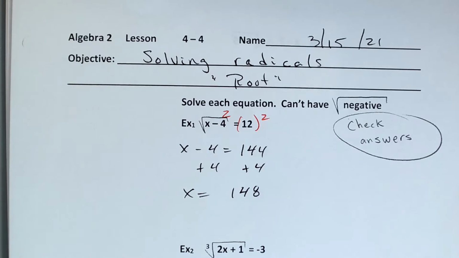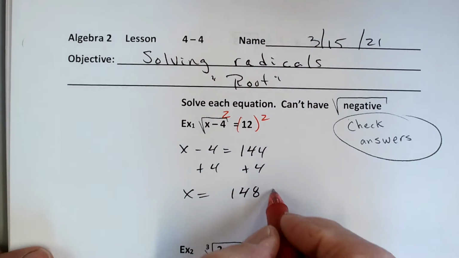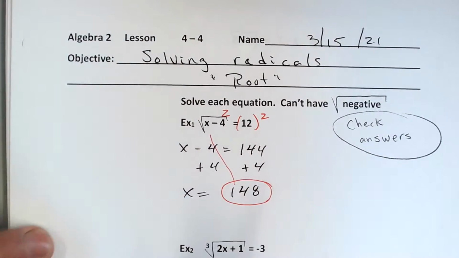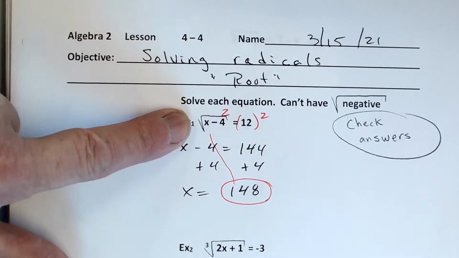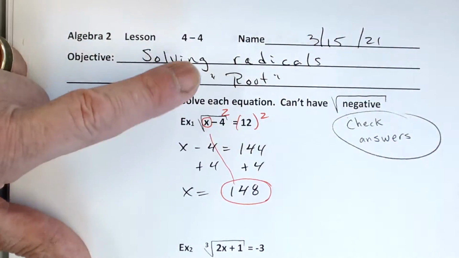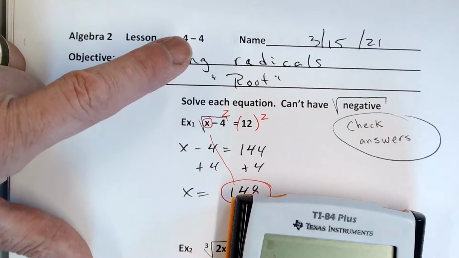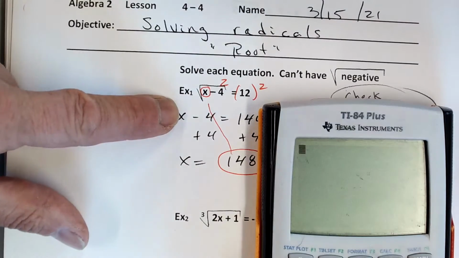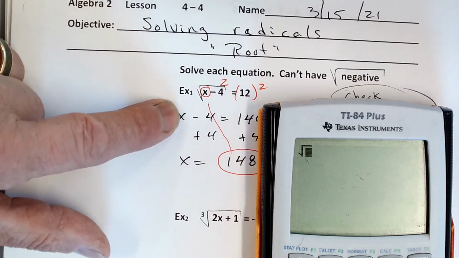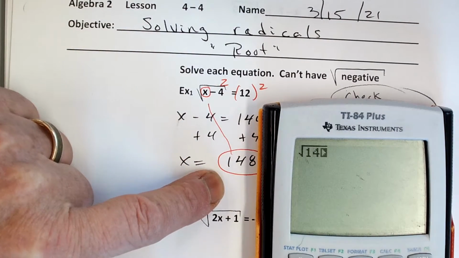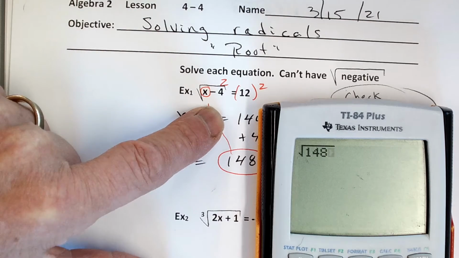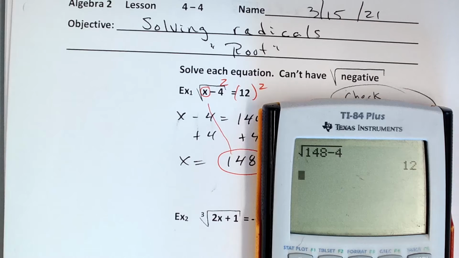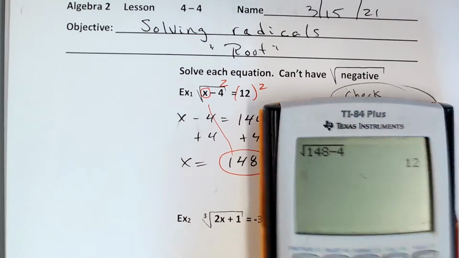Okay, now it says check answers, so if my answer works, I should be able to plug it into the original, and it should give me an answer of 12. Okay, so if I plug my answer into here, and I'm just going to check it on my calculator. The only time I really check is if I have negatives, but I'm just going to check this one here. So if I go square root of my 148, subtract 4, what do you think I get? 12. Okay, so that's a good answer. You guys agree? That's a good answer.